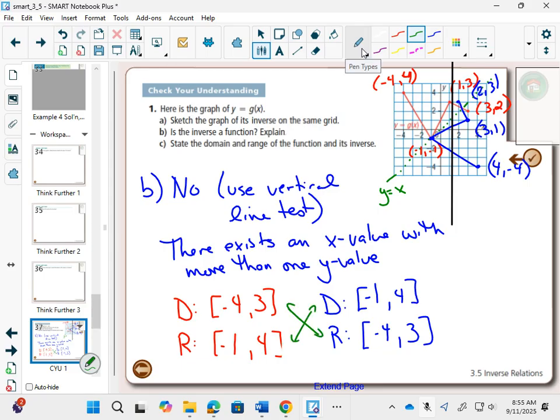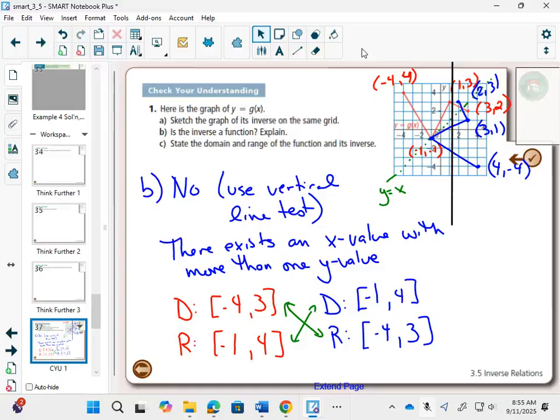And I want you to notice this. Inverses is all about switching x's and y's. If you switch x's and y's, does it make sense that the x's, the domain of your original one, switched and became the y's, the range of your inverse? And the range of your original one, the y value, switched and became the domain of your inverse.